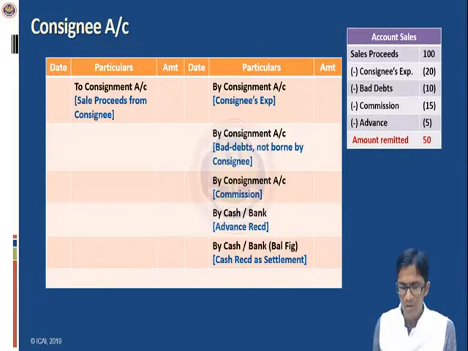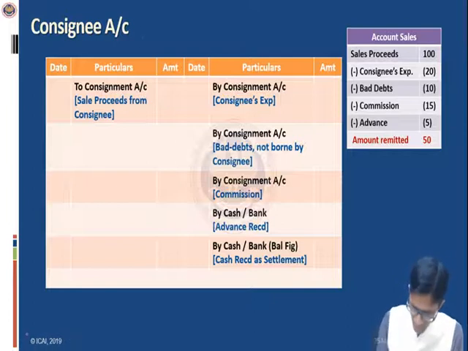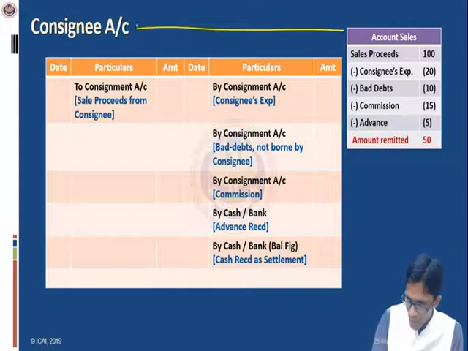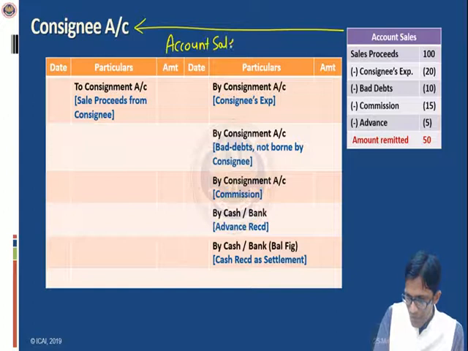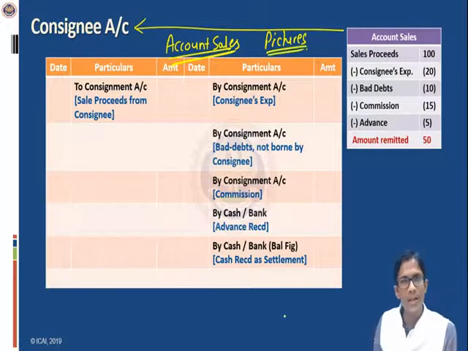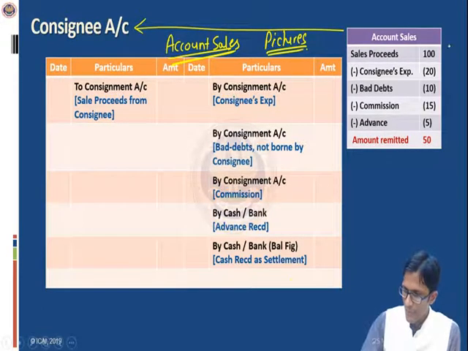Okay. So friends, after looking at the consignor's consignment account and two more entries, now I am going to present in front of you the consignee's account. This consignee's account is basically what? This is just the account which is showing account sales. I can say in other words, this is actually a picture of account sales.